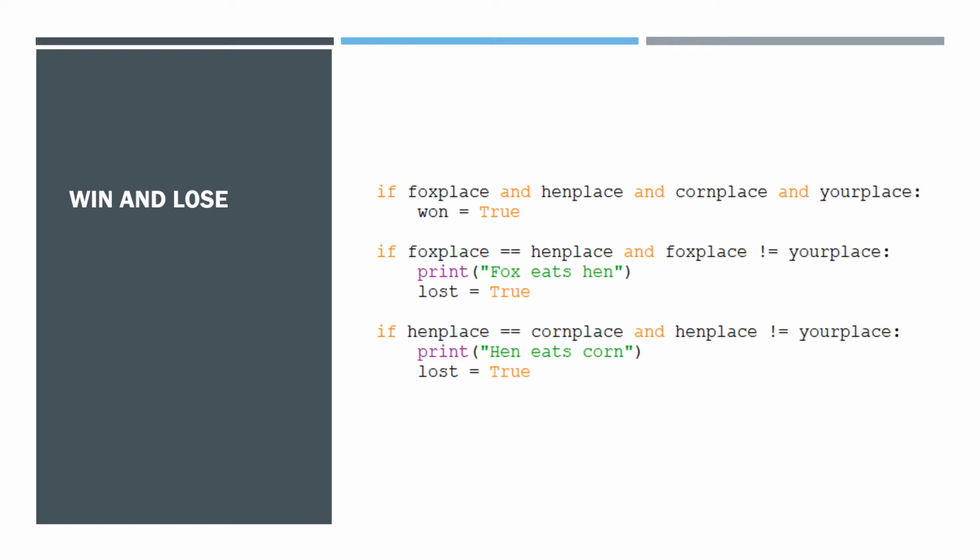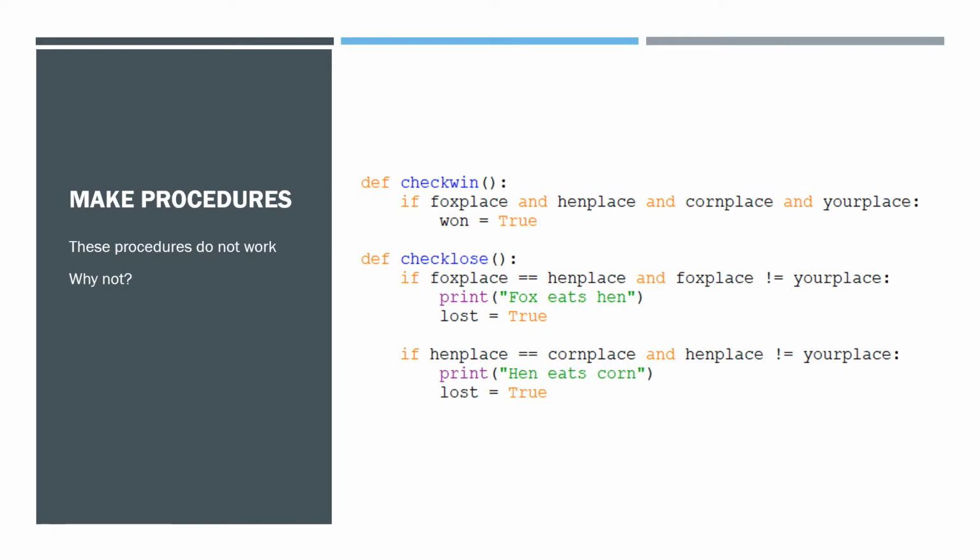And in either of those cases, you've lost. Okay, so I want to take this code out of my main program and pop it into a couple of procedures. Simple, right? So here I've done it. I've created 2 procedures called check win and check lose, and I've simply copied the code out of the main program. But if I run my program, these procedures don't work. The program won't check correctly whether you've lost or won the game.